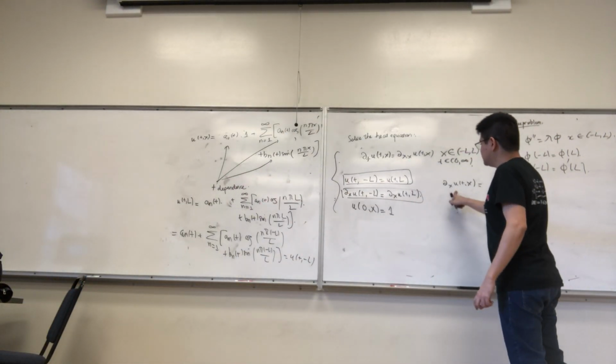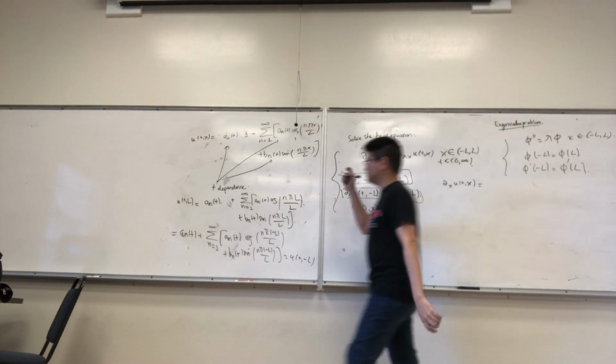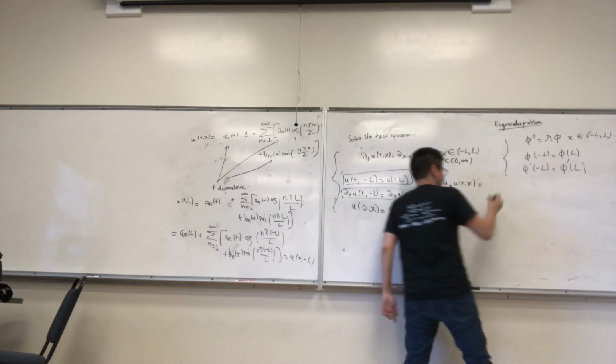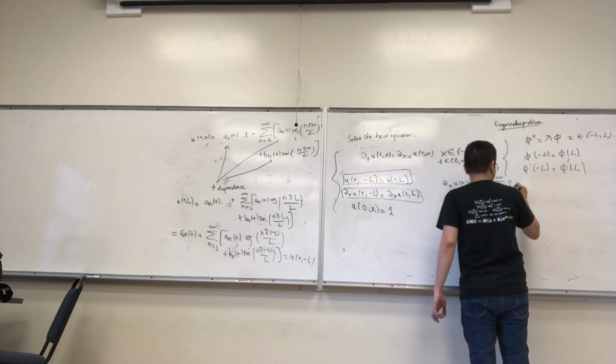Right, so now I want to check the second boundary condition. What I do is I take the derivative in x of this. So this gives me the sum when n is going from 1 to infinity of an(t).